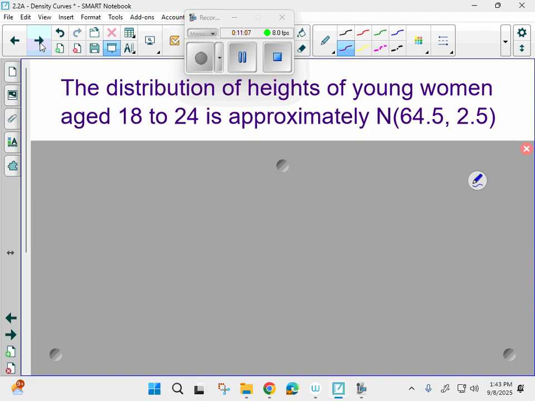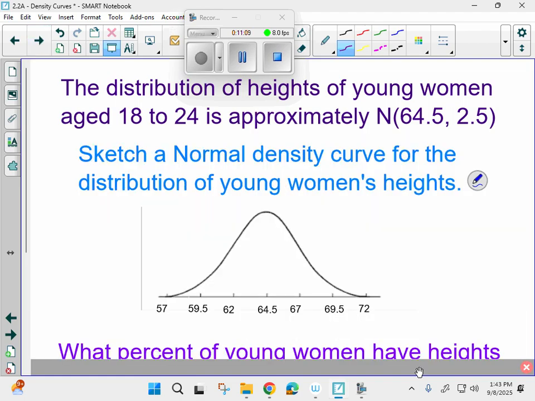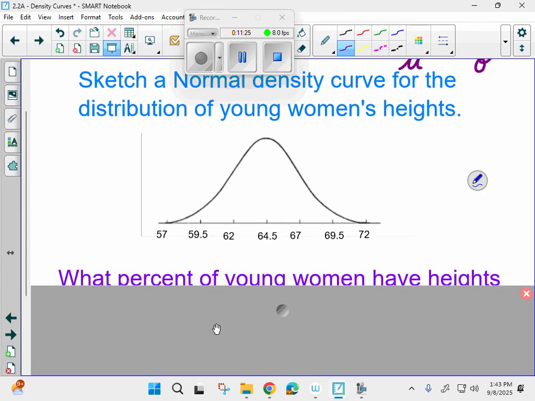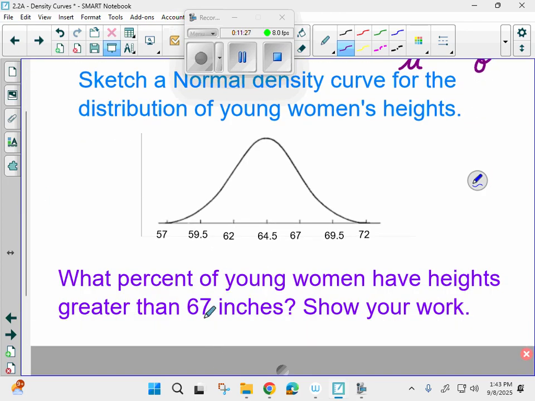All right, now we're going to switch to young women, and now we're in inches. So 64.5 is the mean. This is the first number. It's always the mean. And that second number is the standard deviation, so I add 2.5 inches 3 times, and I subtract it 3 times, right? So that's just sketching the normal curve. Then it says what percent of young women have heights greater than 67 inches.